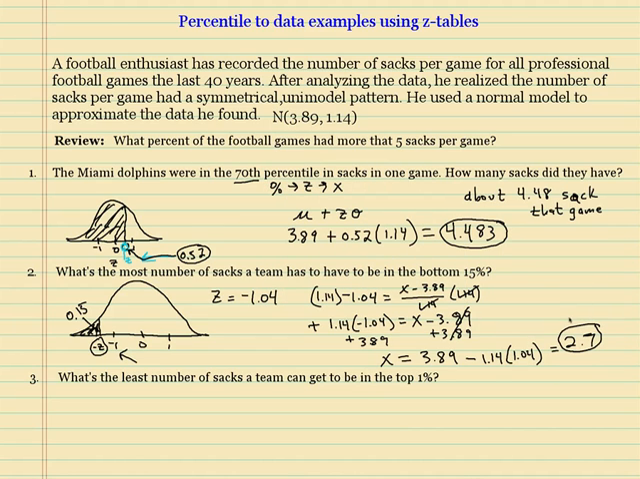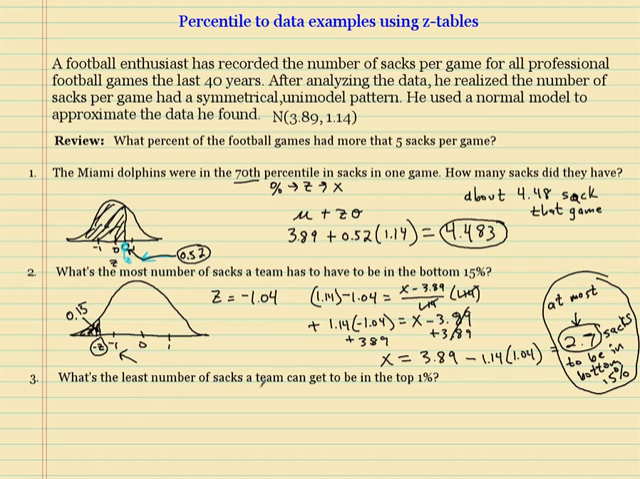Okay, so to be in the bottom 15%, the most you could get would be at most 2.7. That's how you write it in context: at most 2.7 sacks. That's the lower end, so if you get this, that's pretty bad for that game.